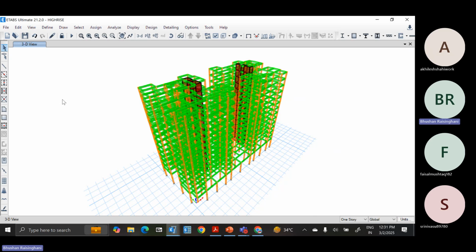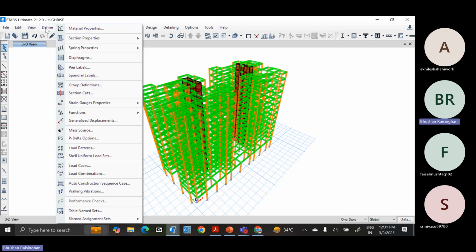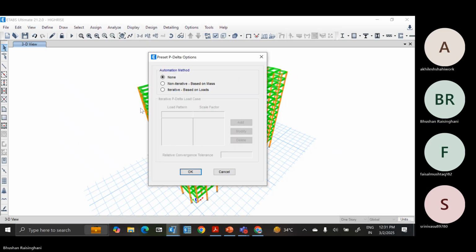So any query into this, then okay, so I'll first show you this P delta options. Once you have given the mass source, you have defined the load patterns and you have defined the load cases, now you can go to P delta options. Now non-iterative based on mass you can select, or iterative based on loads you can select. So always go by iterative method.